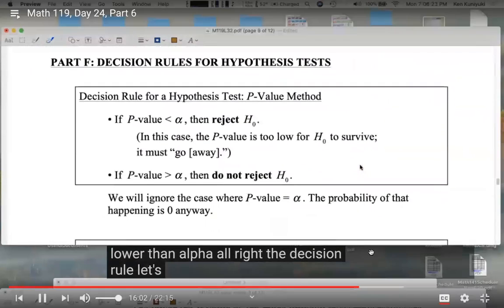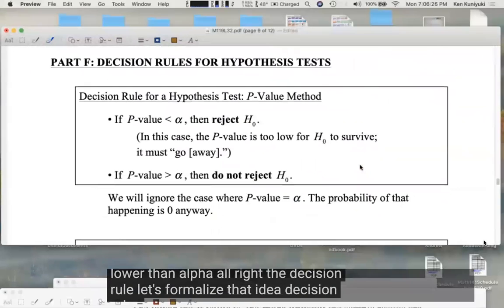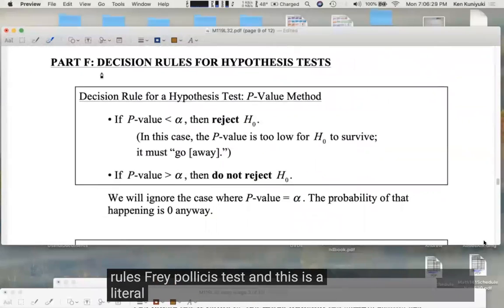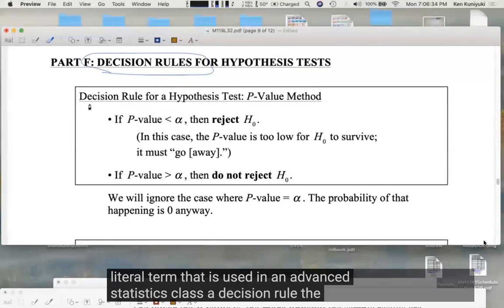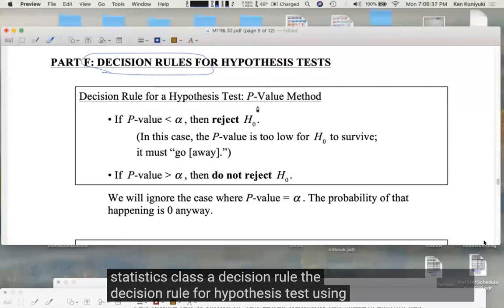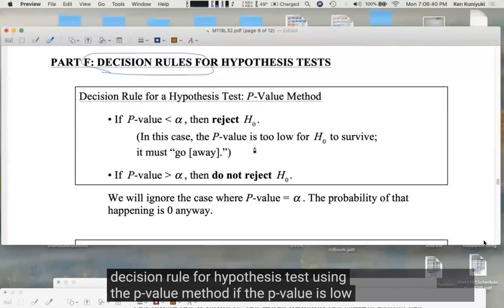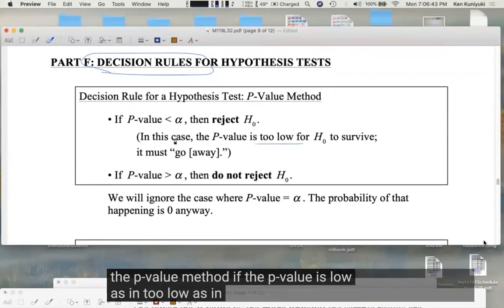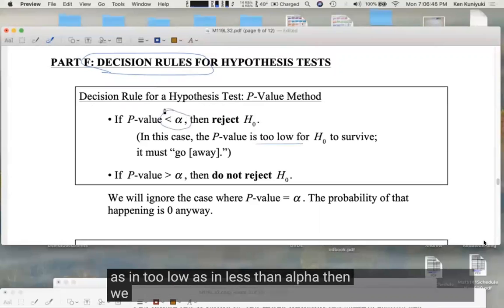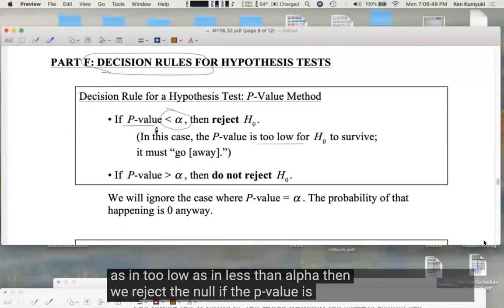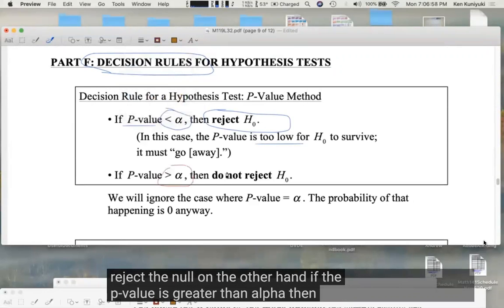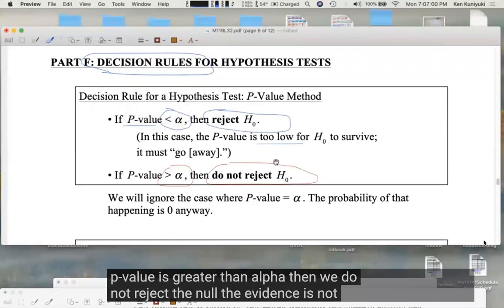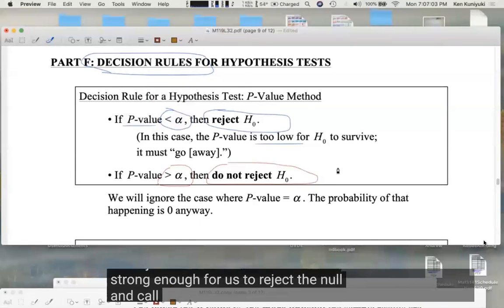All right, the decision rule. Let's formalize that idea. Decision rules for hypothesis tests. This is a literal term that is used in an advanced statistics class, a decision rule. The decision rule for a hypothesis test, using the p-value method: if the p-value is low, as in too low, as in less than alpha, then we reject the null. On the other hand, if the p-value is greater than alpha, then we do not reject the null. The evidence is not strong enough for us to reject the null and call David a liar.